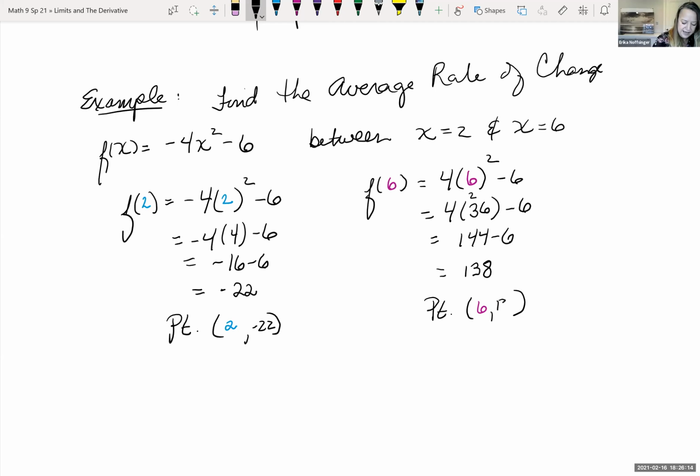Professor, is there a negative sign in front of the 4? Oops, there is. Thank you. I dropped it on the second time. So that's going to change everything, huh? So let's put that negative back here. 6 squared is 36, still negative 4 here. The only thing that's going to change is this is now going to be negative 144 instead of positive. And so negative 144 minus 6 is negative 150. So we have a point at 6, negative 150.